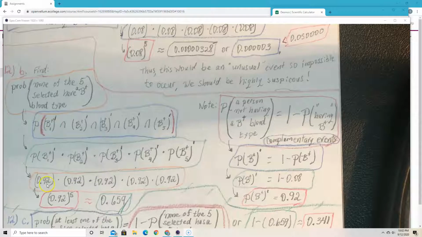So anyway, you can now take each one of these probabilities, which is the 0.92 as we did over here, and you have 5, instead of 0.08 multiplied 5 times, you have 0.92 multiplied 5 times, which is approximately 0.659.